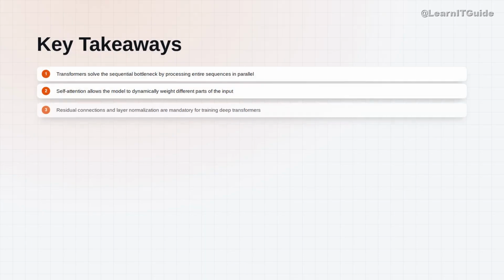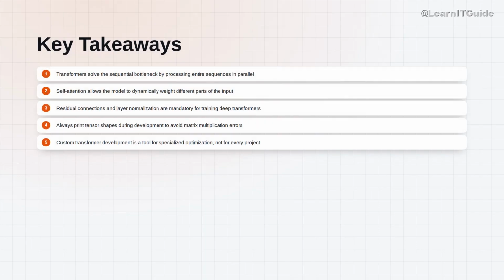Let us wrap up with the key takeaways. First, remember that transformers are designed to process parallel sequences, solving the relay race bottleneck of older architectures. Second, self-attention is the engine that weights input data dynamically. Third, residual connections and layer normalization are the secret sauce for training deep models without losing gradients. Fourth, always debug by printing tensor shapes, as matrix mismatches are the most common error. Finally, custom implementations are a specialized tool for optimization, not a replacement for standard, well-tested libraries.